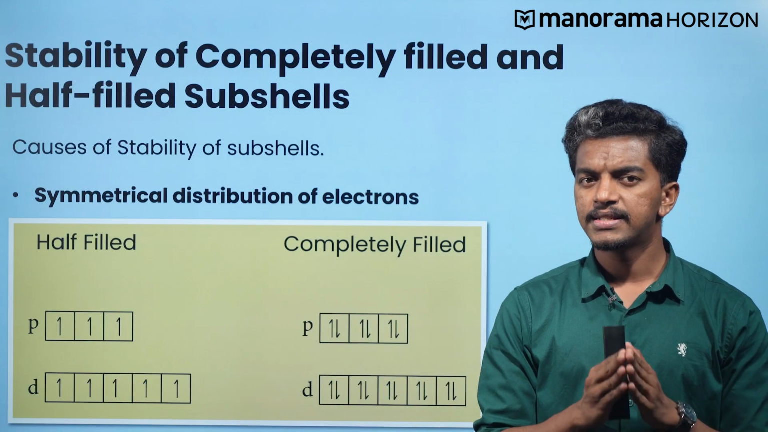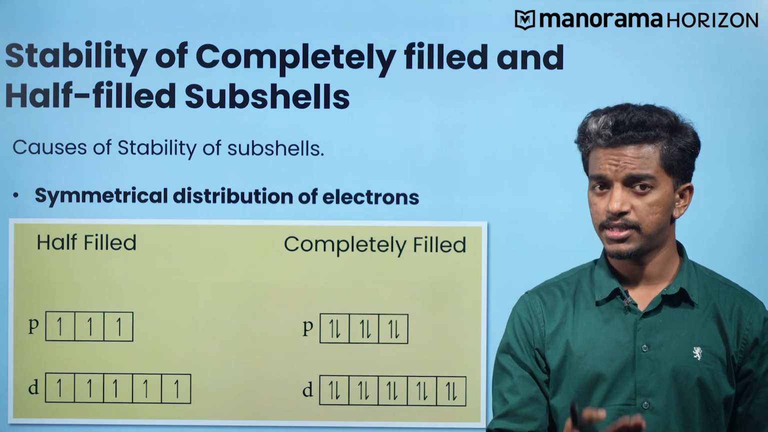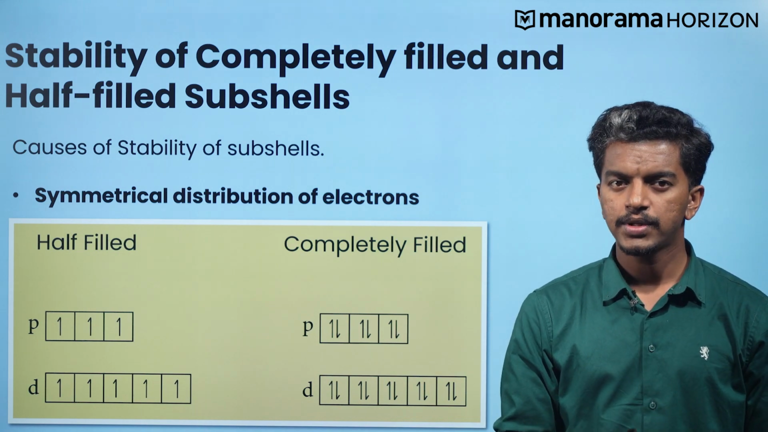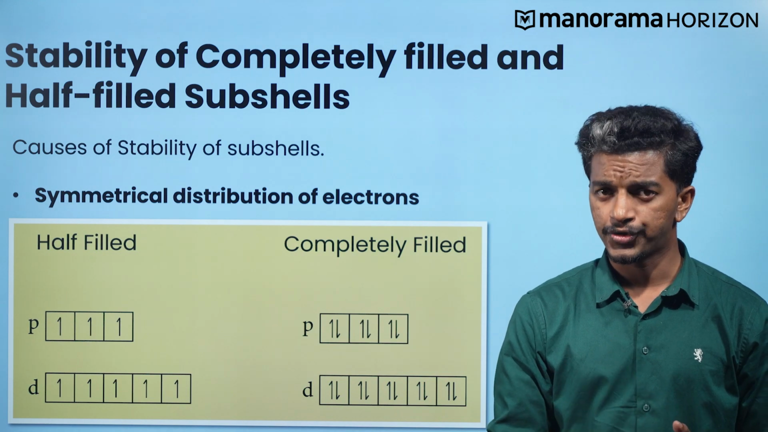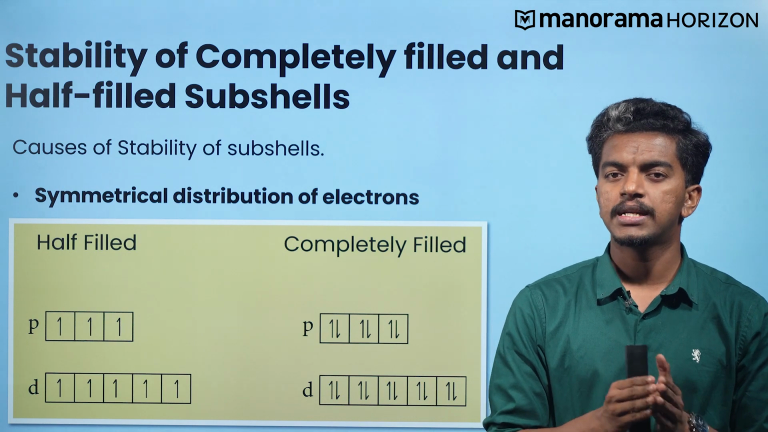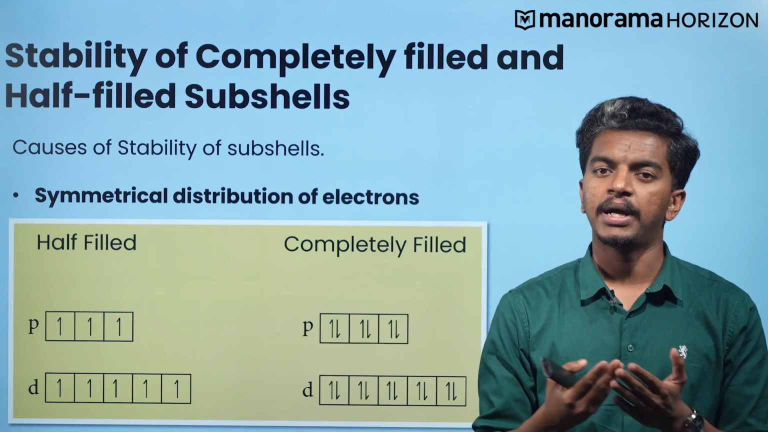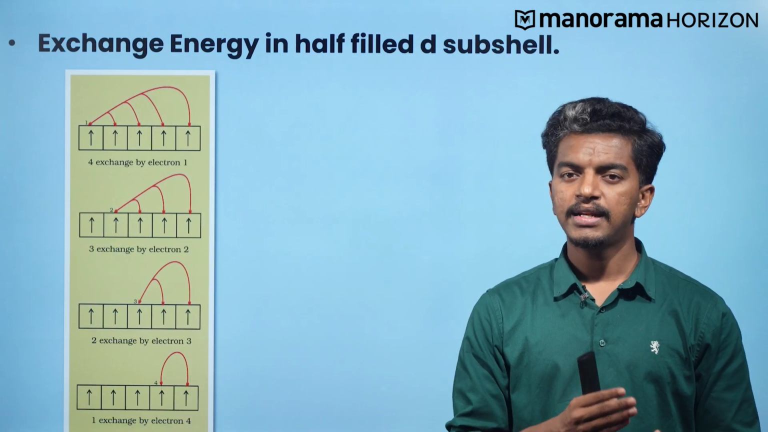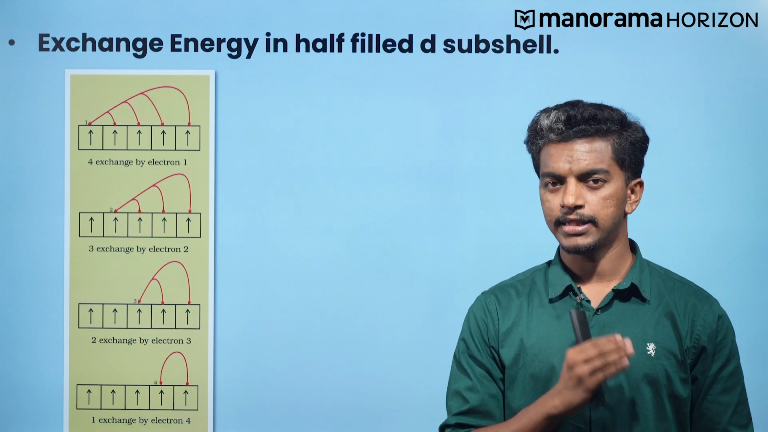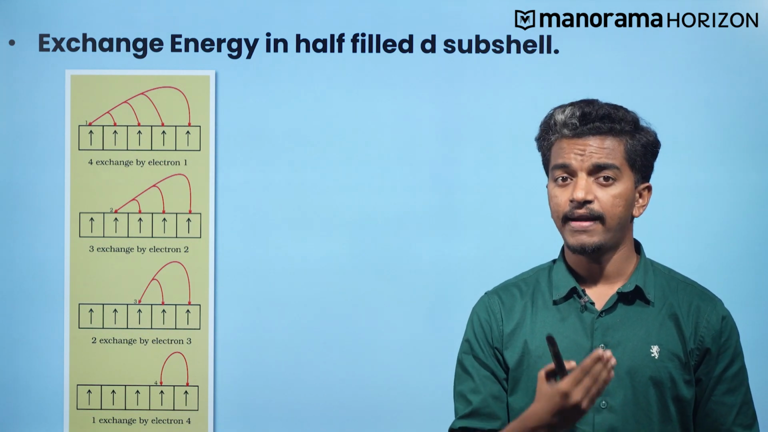Now, let's discuss the reasons for extra stability of completely filled and half-filled subshells. In these cases, as you can see here, electrons are symmetrically distributed in the orbitals, and so they have the same energy but different spatial distribution. In this, the electrons are more strongly attracted by the nucleus. Here, let us talk about the exchange energy in the d subshell. The maximum number of electrons that can be filled in it is 10.